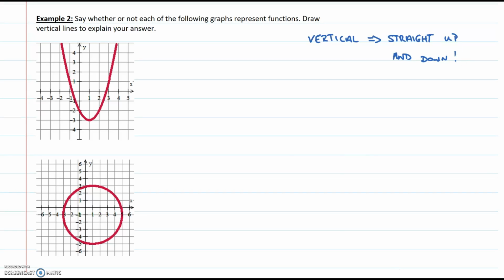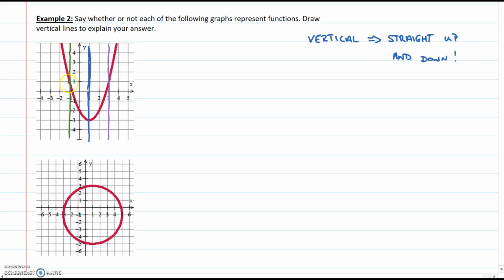Okay, so let's say if we draw one vertical line, and we can use different colors to draw the others. Let's say we want another vertical line here, and let's do one more, and another vertical line. Okay, the point being that no matter how many of these vertical lines straight up and down the page we draw, each one is only going to hit the graph in one particular place.